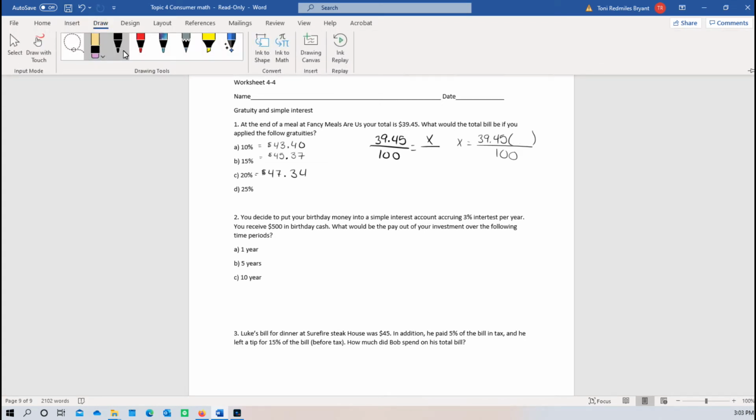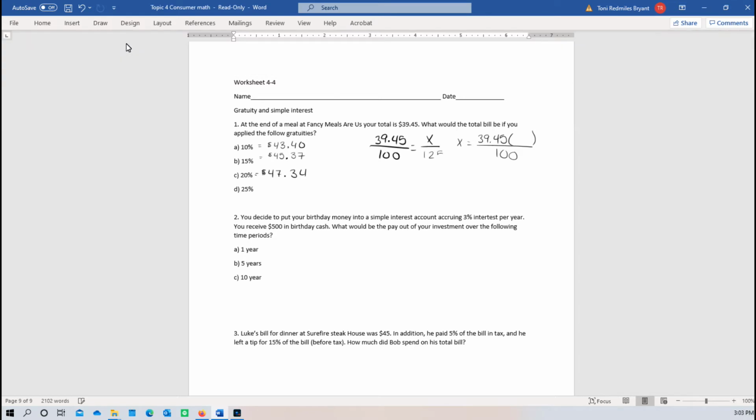Maybe this waitress or waiter was awesome. And in that case, we are going to give them 125% gratuity, which is just a tip. It's a service fee paid by the customer. And then my bill is going to go from $39.45 all the way up to $49.31.